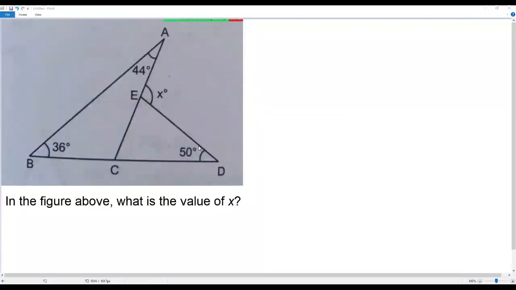Here we have a geometry problem. There is a figure given over here. In the figure above, what is the value of x? That is, we have to find the value of x.